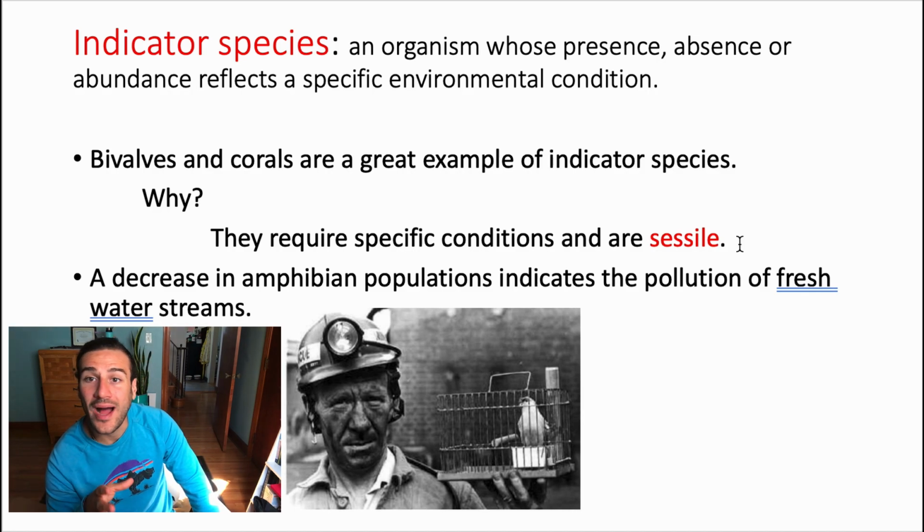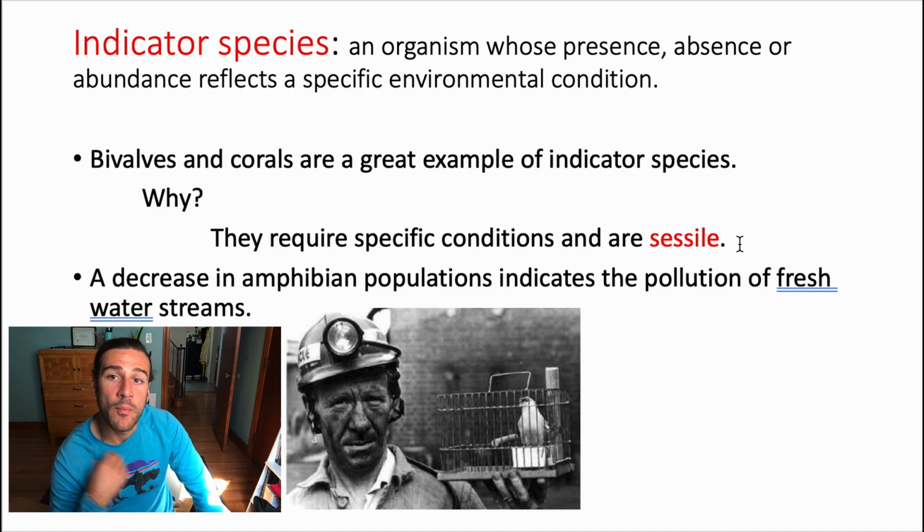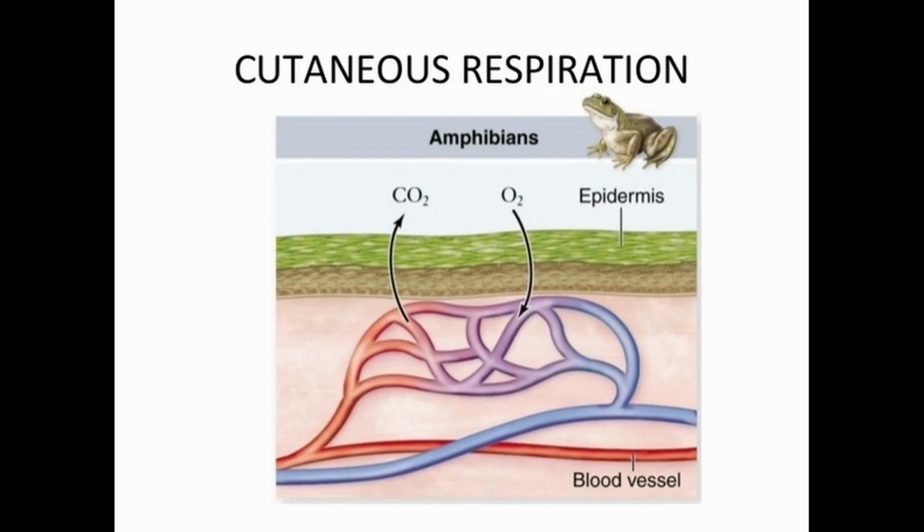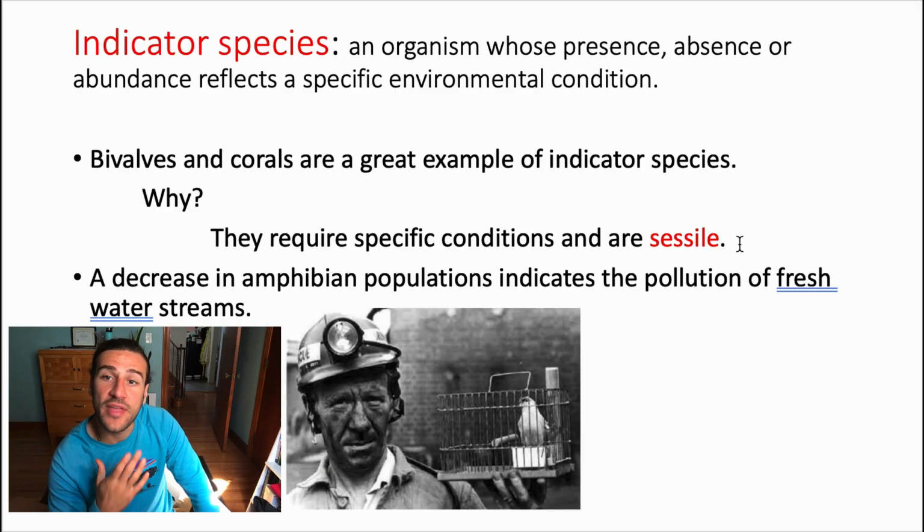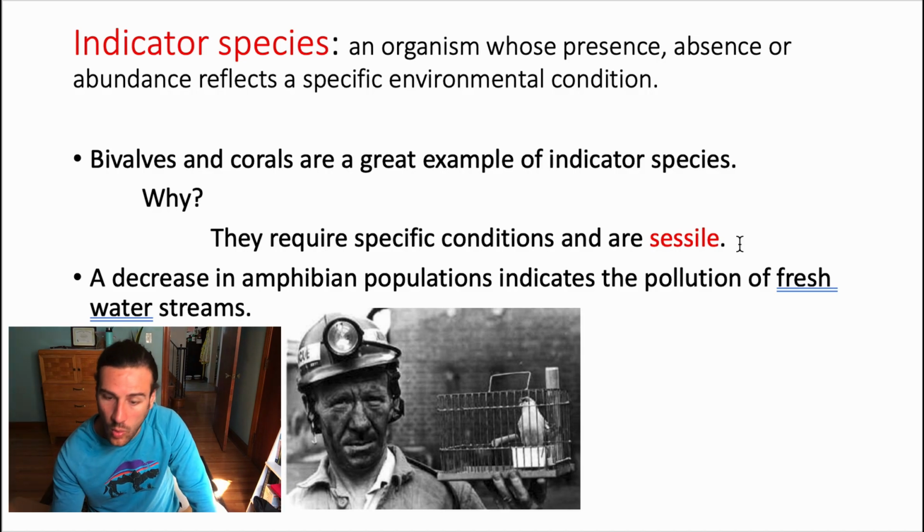The main reason why they indicate water quality is because most amphibians actually breathe through their skin. So that's called cutaneous respiration. Pollutants actually clog up that function of their skin. So when they can't breathe through their skin or exchange ions, they can no longer live. So that's why they do indicate water quality.